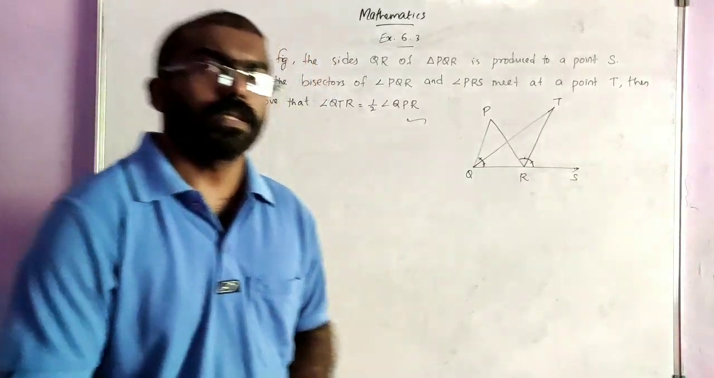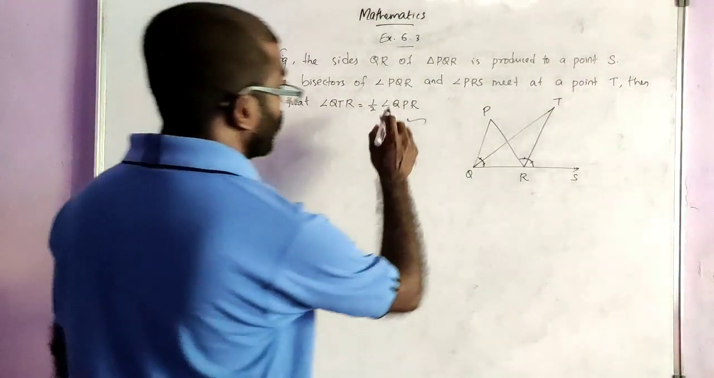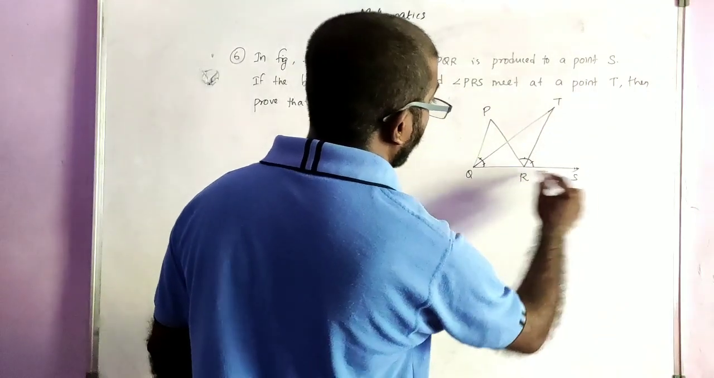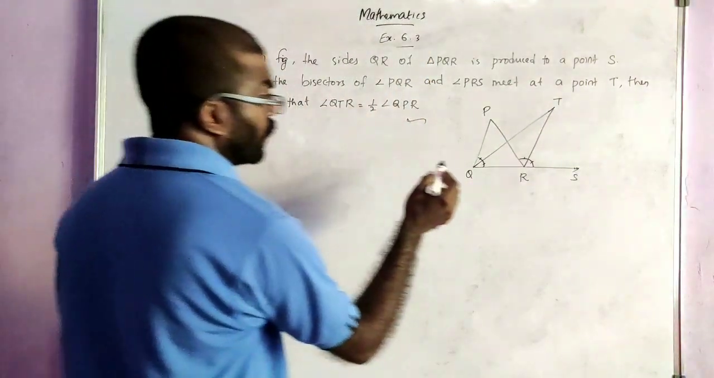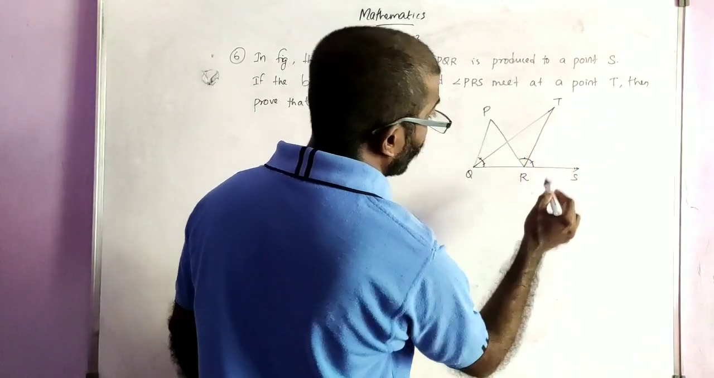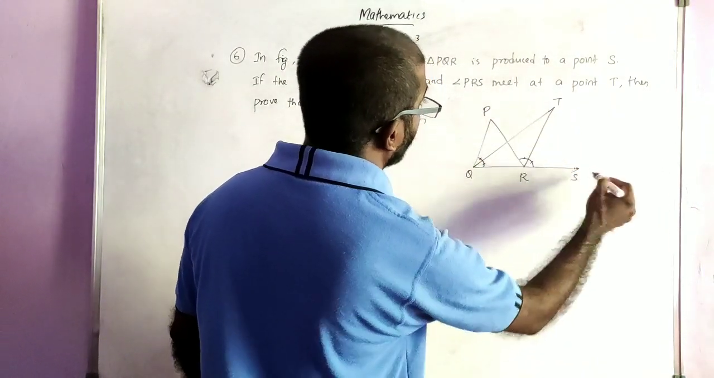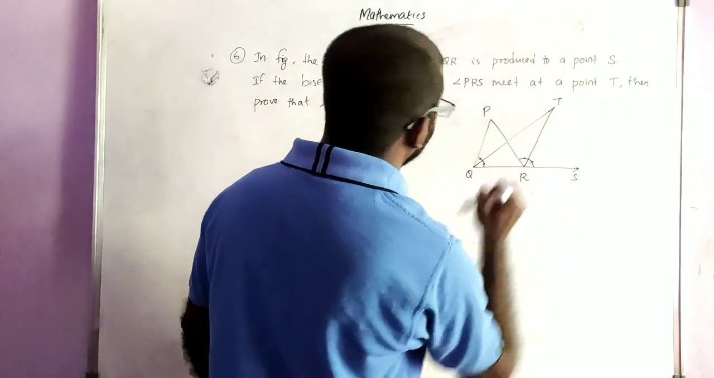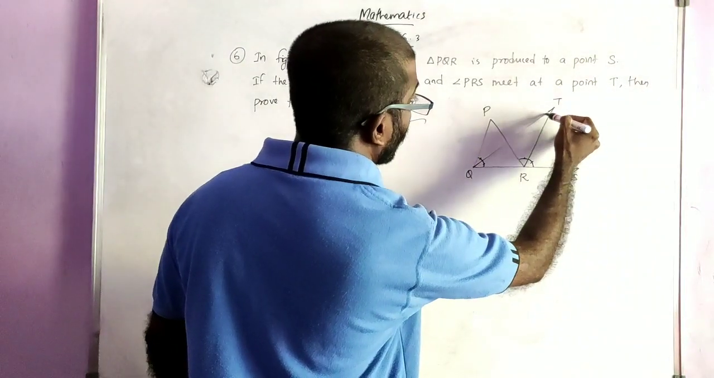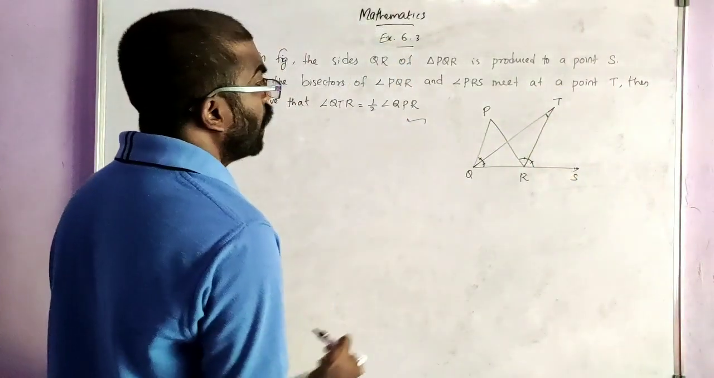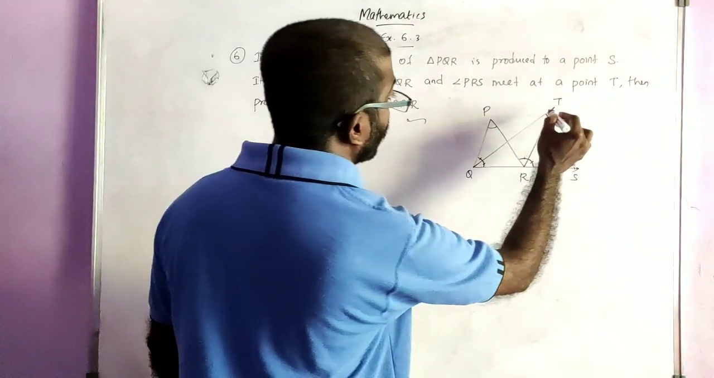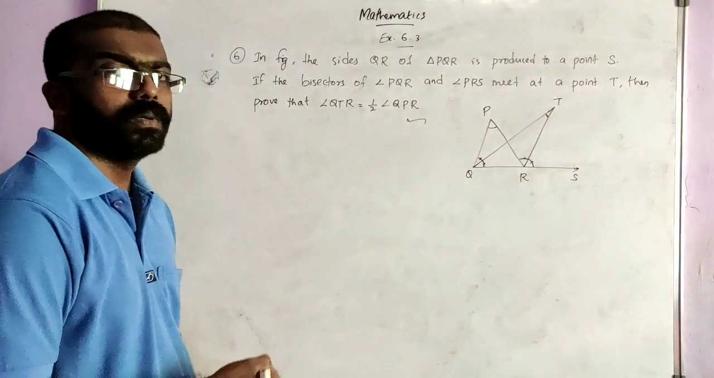Now we move on to the last question in this exercise. In the figure, the side QR of triangle PQR is produced to a point S. If the bisectors of angle PQR and angle PRS meet at a point T, then prove that angle QTR is equal to half into angle QPR. Okay, the relation between these two angles we have to prove.